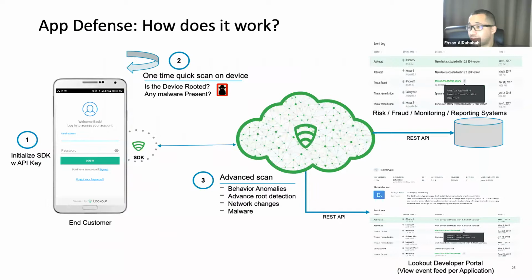How does the Lookout App Defense SDK work? The moment the user downloads the updated app that has the SDK, the SDK will initialize and communicate with the Lookout Security Cloud through the API key. After the initialization process, you will have two types of scan. One of the scans is local on the device, and that usually looks into high risk items, for example, is the device compromised?